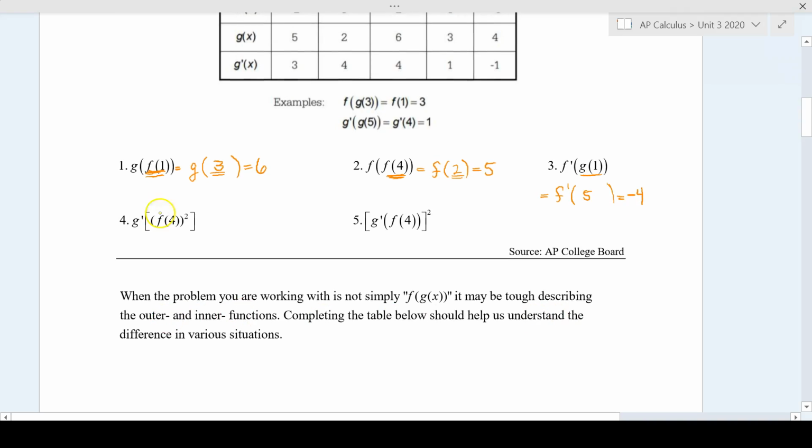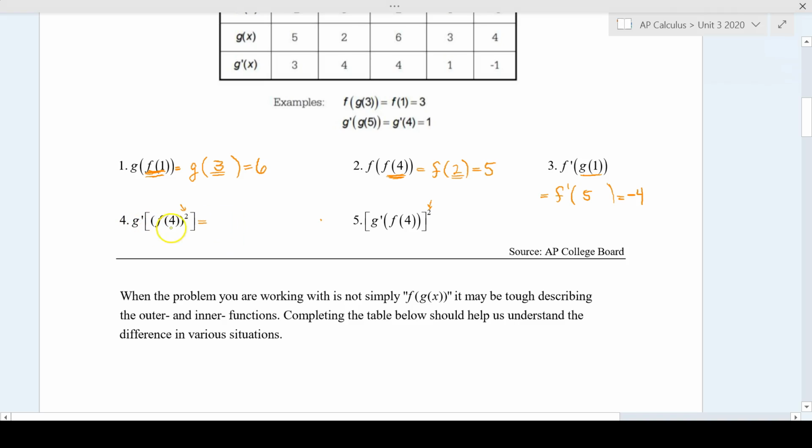Notice that these next 2 are a little bit different. This 2 is saying to square the inner function, but this squared, this 2 out here, is saying to square the outer function. After you've already computed everything, then square it. There is a small difference there, so let's walk through that.